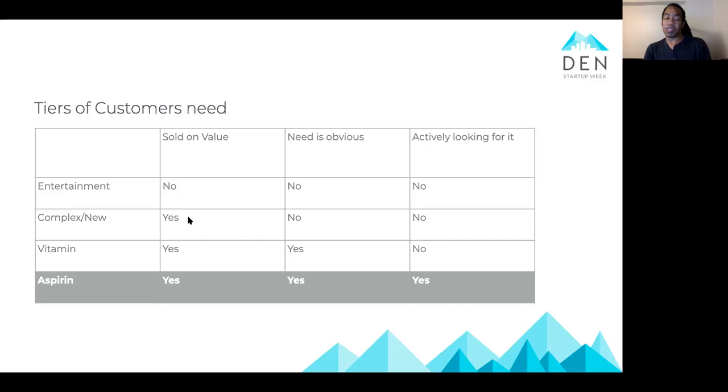A vitamin product is a product like, for example, Hootsuite, where it's designed just to schedule social media posts. I mean, there is a value there. The need's obvious, but customers are not always looking for it.